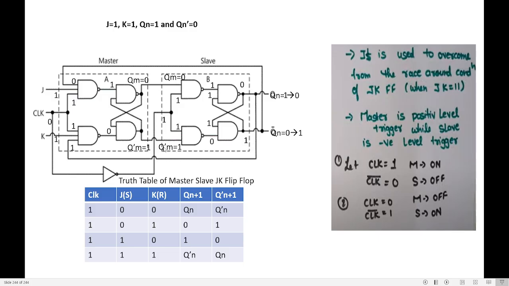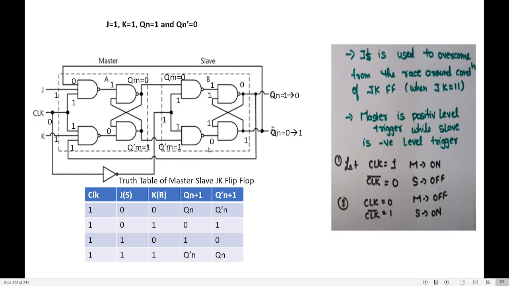Now Qm is 0, Qm bar is 1, clock is 1. 1 into 0 is 0, 0 complement is 1. It means when any one input to a NAND gate is 0, output is 1. When both the inputs are 1, 1 into 1 is 1, 1 complement is 0. So pass that 1 here. 1 into 1 is 1, 1 complement is 0. It means I have got what? Can you see my new Qn? I have got 0. Qn bar, I got 1. It means Qm value I have propagated from master terminal to slave terminal.